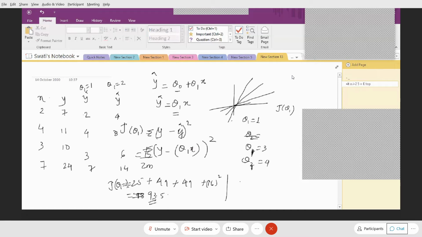So your J theta 1 is equal to 2. So it is equal to 7 minus 4 is 3, squared is 9. 11 minus 8 is how much? 11 minus 8 is 3, so 9. 10 minus 6 is 4, so 16. It is 100 divided by 8. Get me the answer.